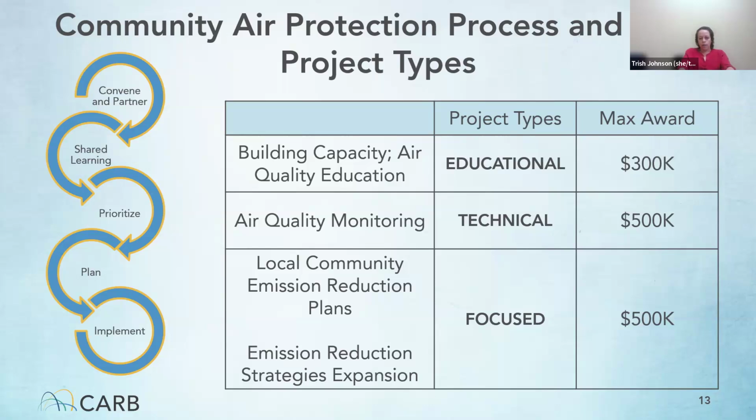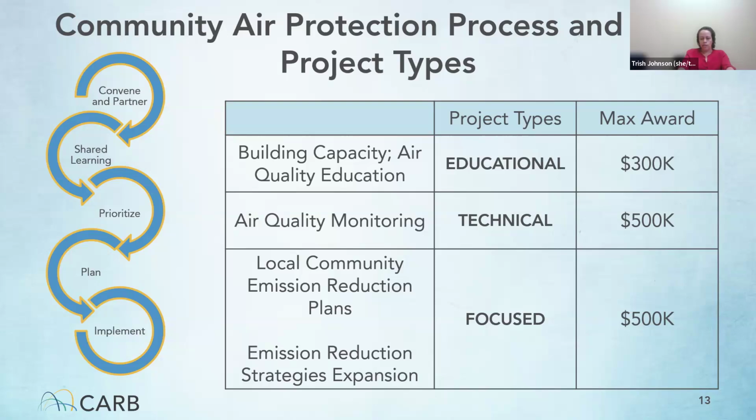Next, we'll talk about how the relationship of the community air protection process and the community air grant project types align. On the left in the graphic are high-level steps of the community air protection process under AB 617. The first step highlights AB 617 stakeholders, such as community coming together as partners in the shared goal of improving air quality at the local scale.